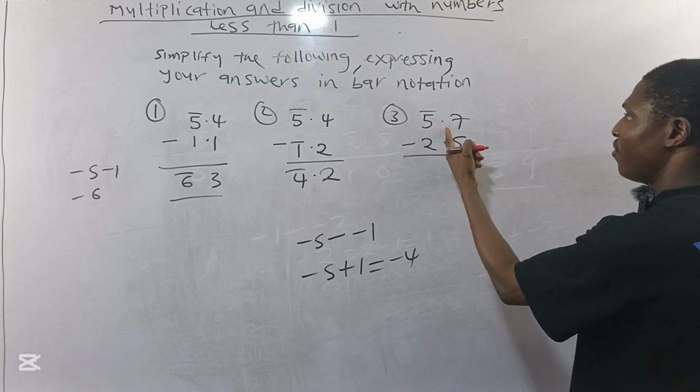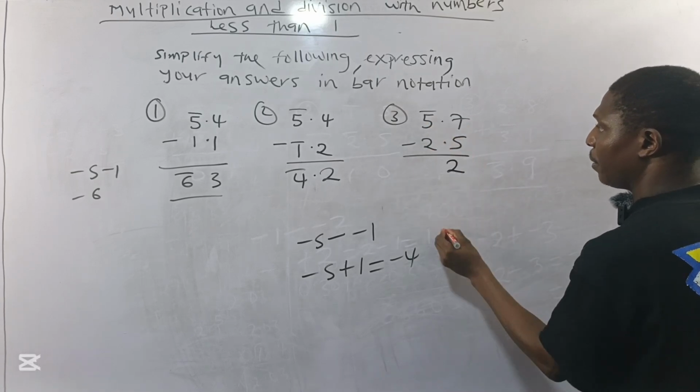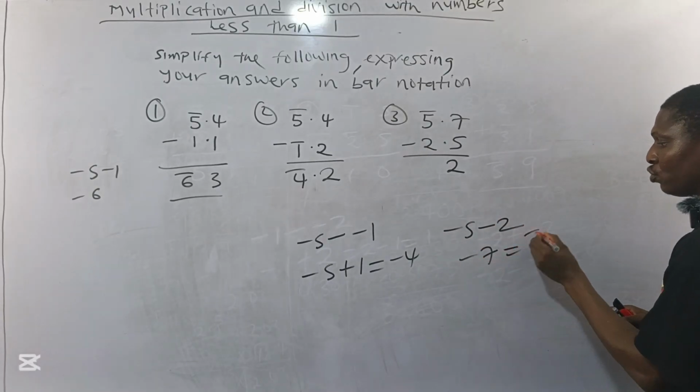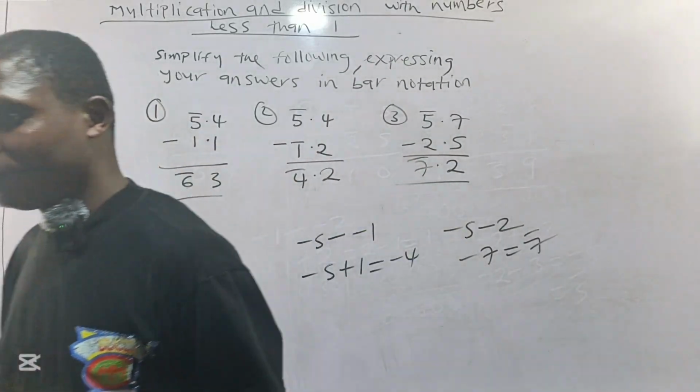So we have bar 5.7 minus 2.5. 7 minus 5 will give me 2. Bar 5 minus 2 will give me minus 7, which is equal to bar 7. So this is the answer to these three questions.